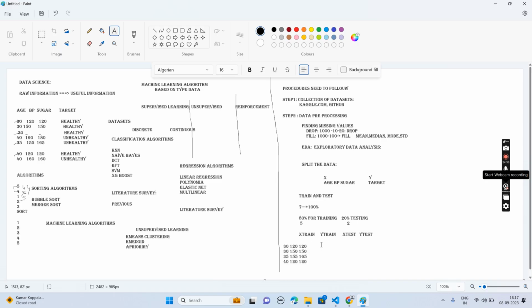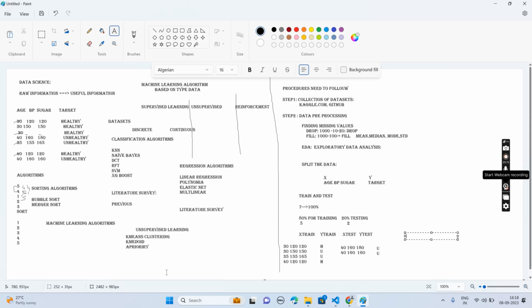And what is Y train? Y train means the answers for those: healthy, unhealthy, unhealthy, healthy. So this is the Y train. The remaining is the X test data. Suppose that is 40, 160, 180, and the remaining 40, 160, 160. What is the Y test of that? Unhealthy, unhealthy, right? So now my pre-processing step is done.